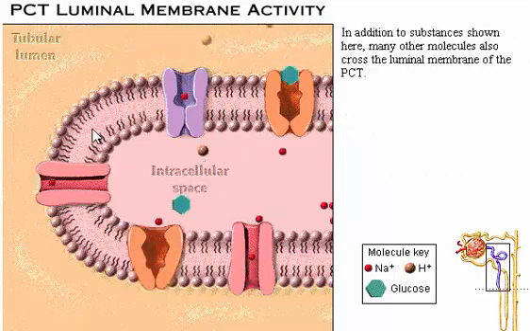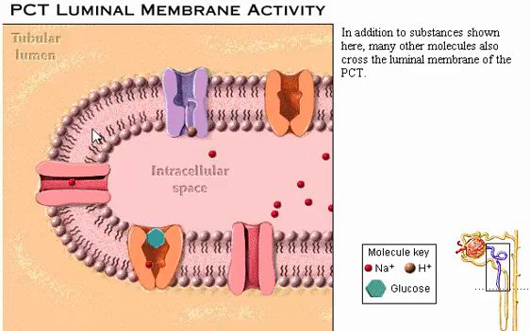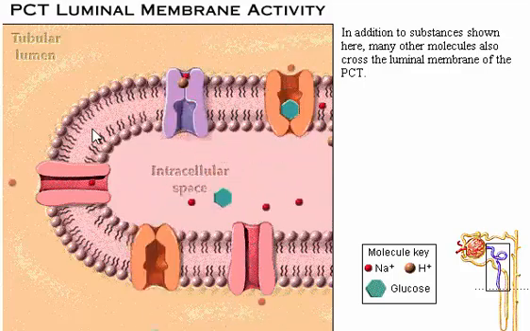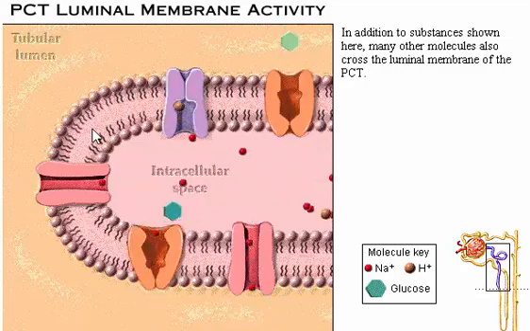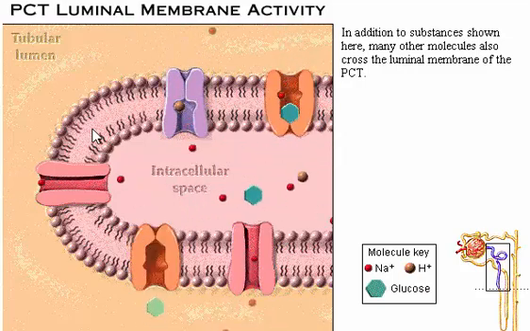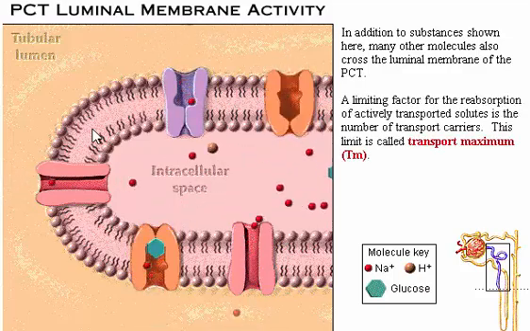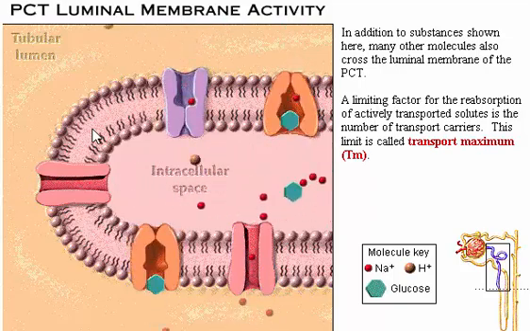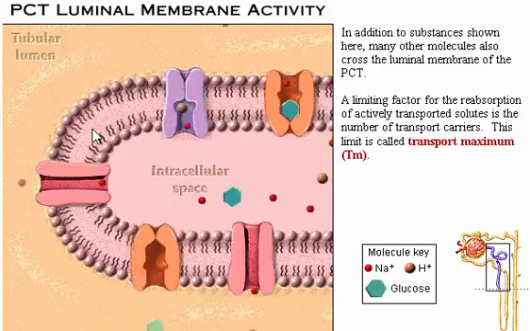This animation shows only a few of the molecules that cross the luminal membrane of the PCT. Although not shown here, water and many other solutes diffuse or are actively transported through the luminal membrane for reabsorption back into the blood. For most actively reabsorbed solutes, the amount reabsorbed in the PCT is limited only by the number of available transport carriers for that specific substance.